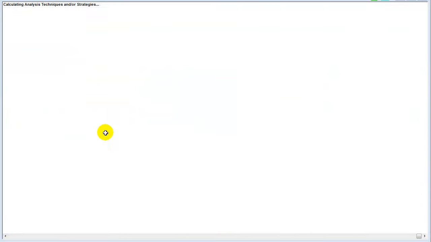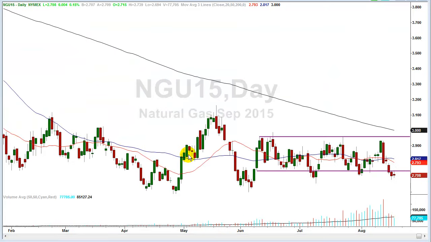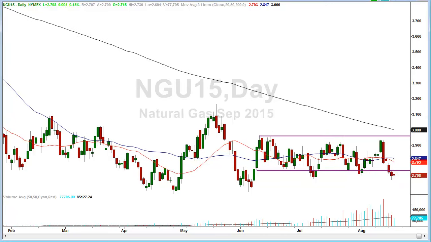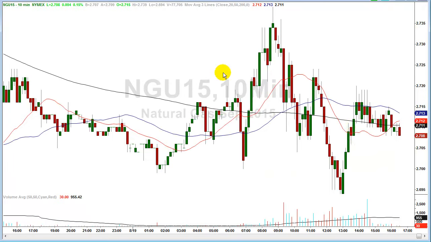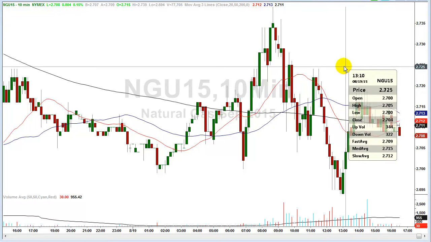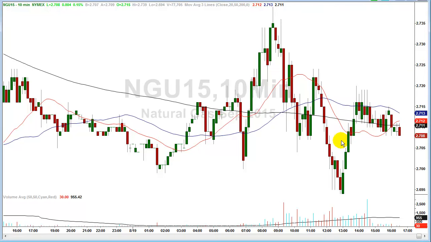Last one tonight will be natural gas. Okay, natural gas held yesterday's low. Okay, any of you that are long natural gas, you're still holding yesterday's low. Natural gas tried to make a move today. Let me just show you the intraday chart. I'll show you the 10-minute chart. You see, we tried to make a move.